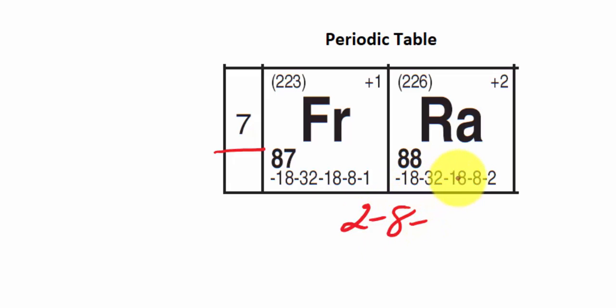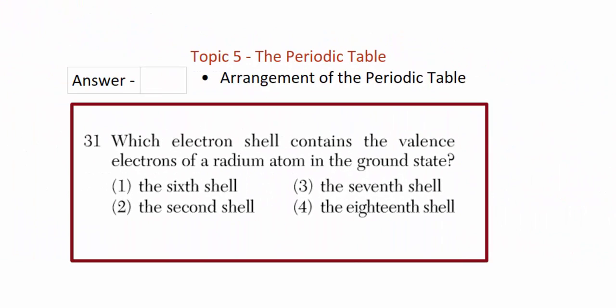Then we have 32, 18, 8, and 2. So there are 7 energy levels. The outermost one, or 7th in this case, is the valence shell. So radium has its valence electrons located in the 7th shell. Answer number 3.